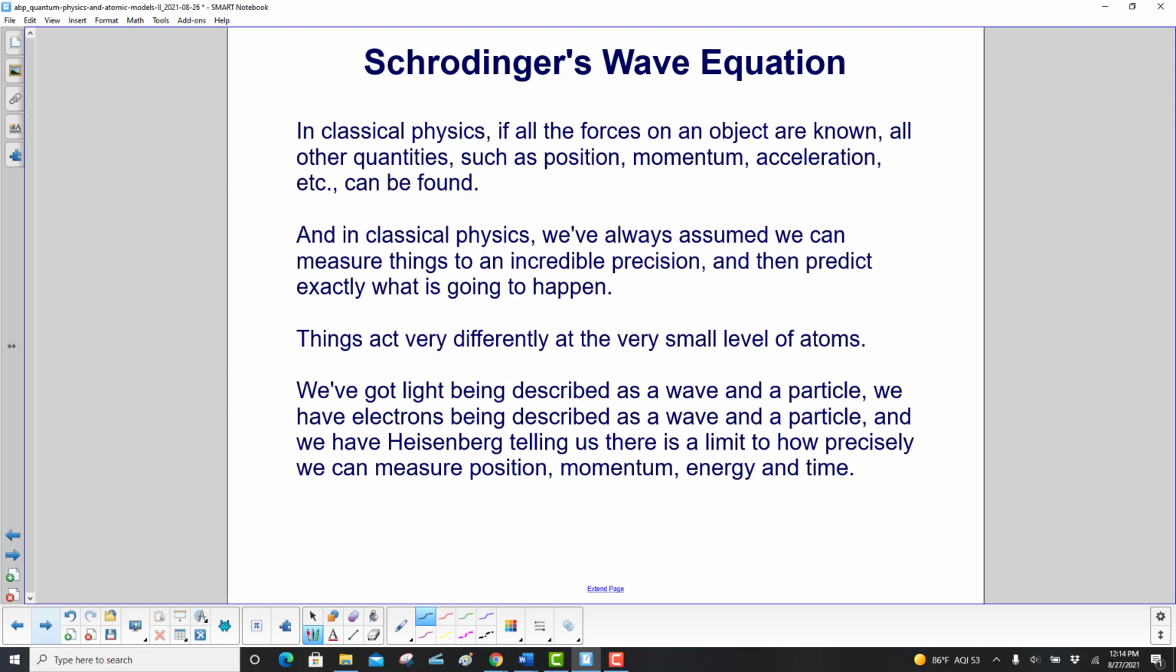We've got light being described as a wave and a particle, we have electrons being described as a wave and a particle, and we have Heisenberg telling us that there is a limit to how precisely we can measure position, momentum, energy, and time.